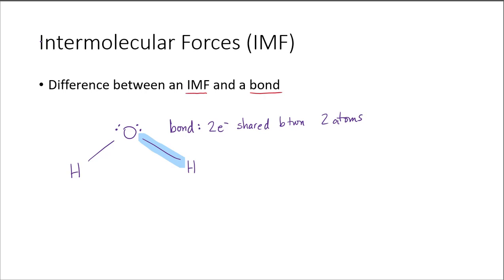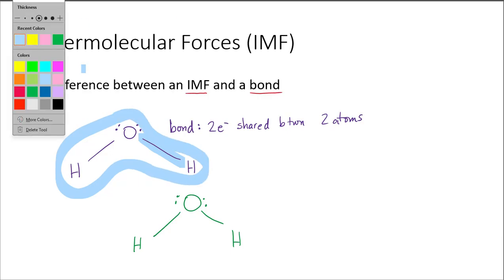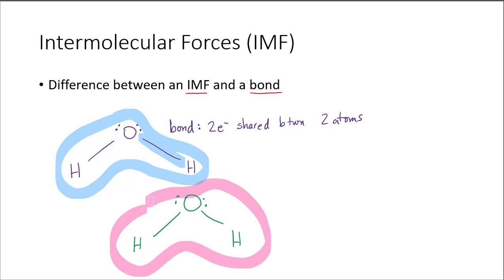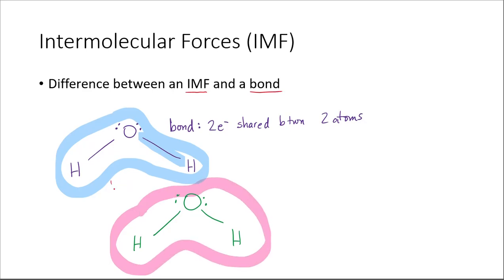An intermolecular force, on the other hand, is what happens between molecules. So right here, we have water molecule A. It's got its own bonds and its own stuff happening. Over here, we have water molecule B. How these things interact with each other is the intermolecular force. Forces between two different molecules. Not a bond, just a force.